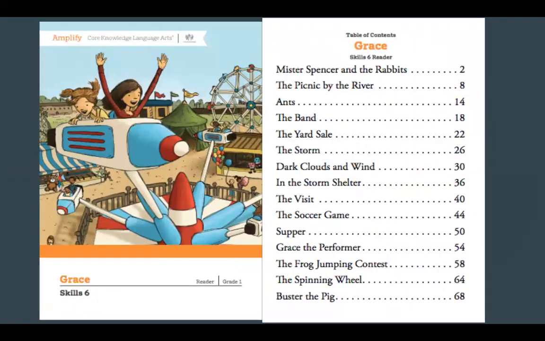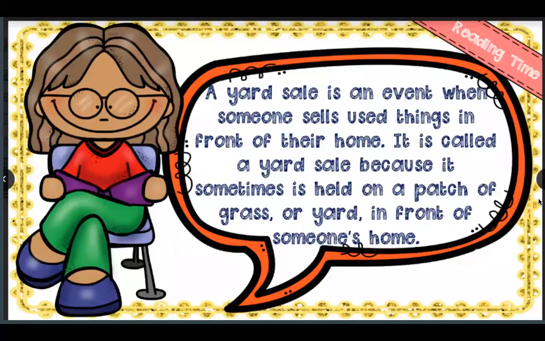All right, look at the table of contents. We read the band last week, and that's on page 18. So this week, we're reading the one under it. What does that say? The Yard Sale. And it's going to be on page 22. Remember, this story is also about grace. All of these stories have grace in them.